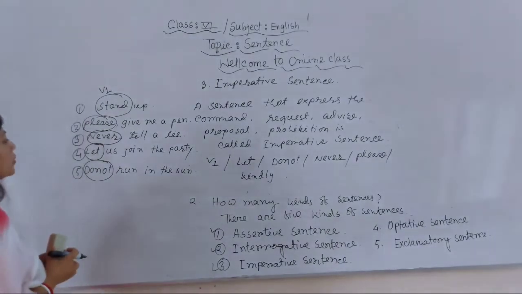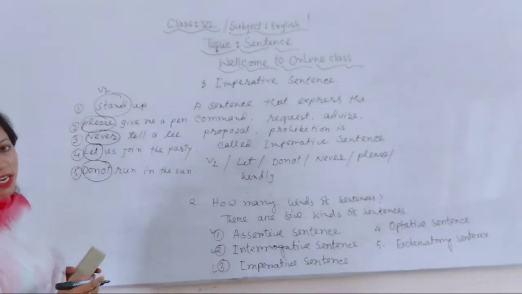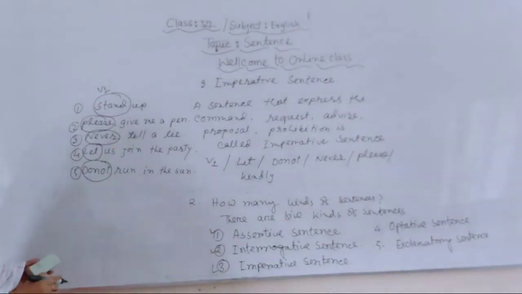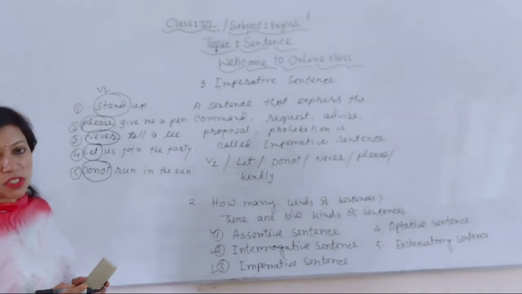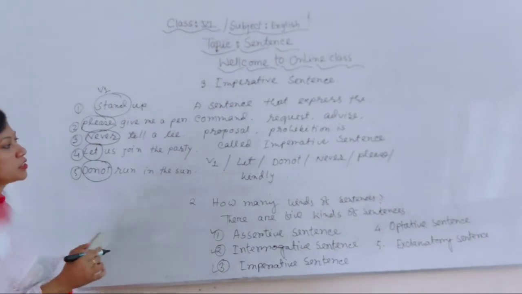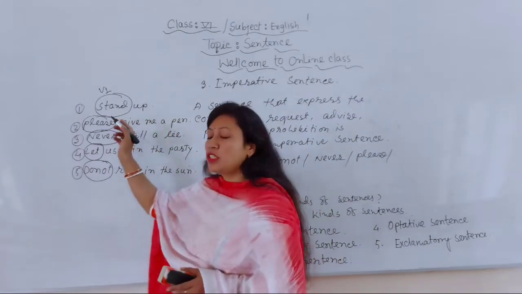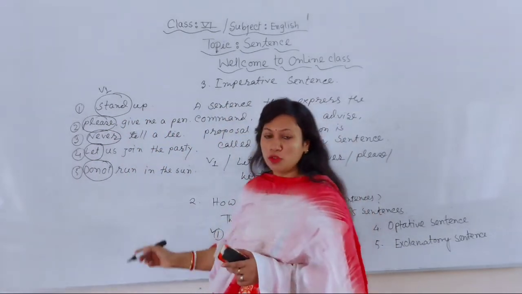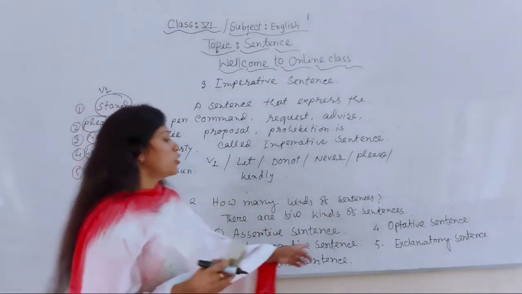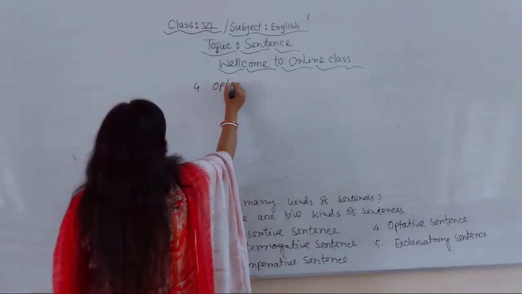Never be late in the line. This sentence starts with never. The third one: please, never be late, do not. That's why it's an imperative sentence. Now we discuss the optative sentence. Number four, here is the optative sentence.